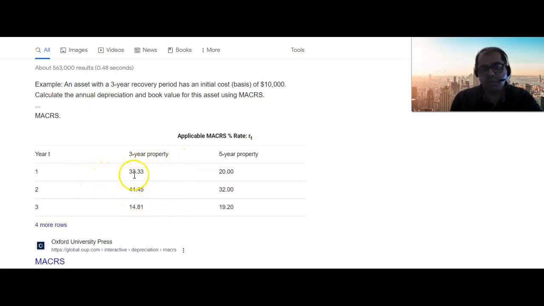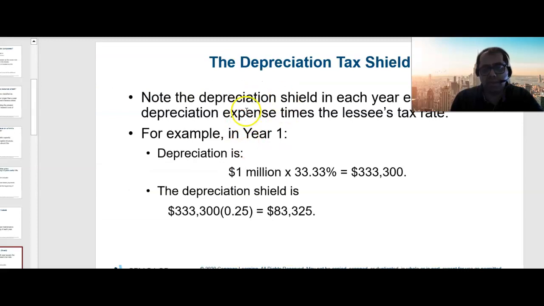So in year 1, 33.33% of the property is depreciated. In year 2, 44.45% is depreciated, and in the third year, 14.81% is depreciated. So if you add all of this up, it adds up to 100%. So this is how the MACRS depreciation percentages are calculated.